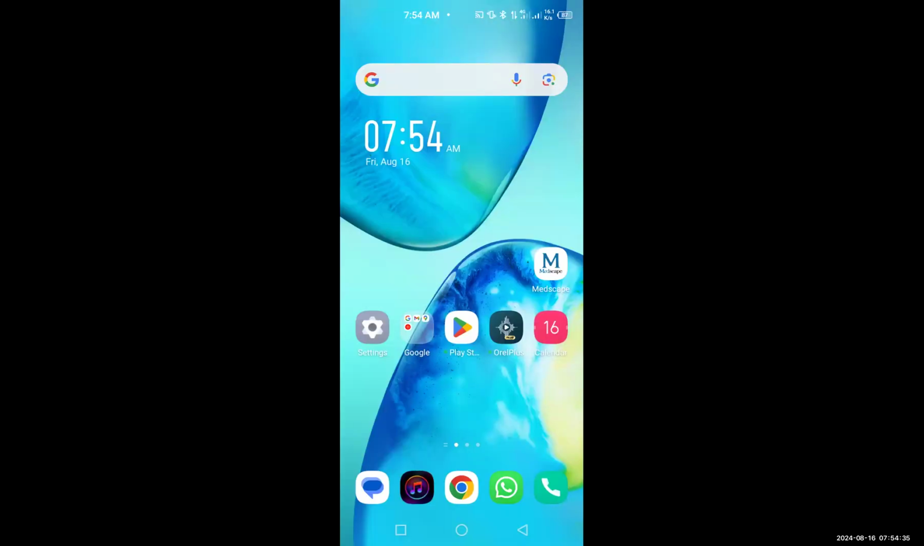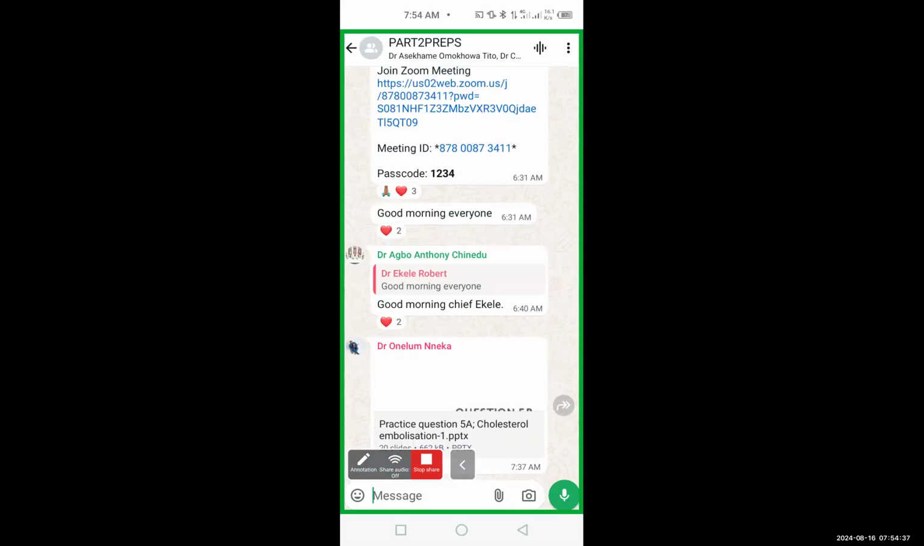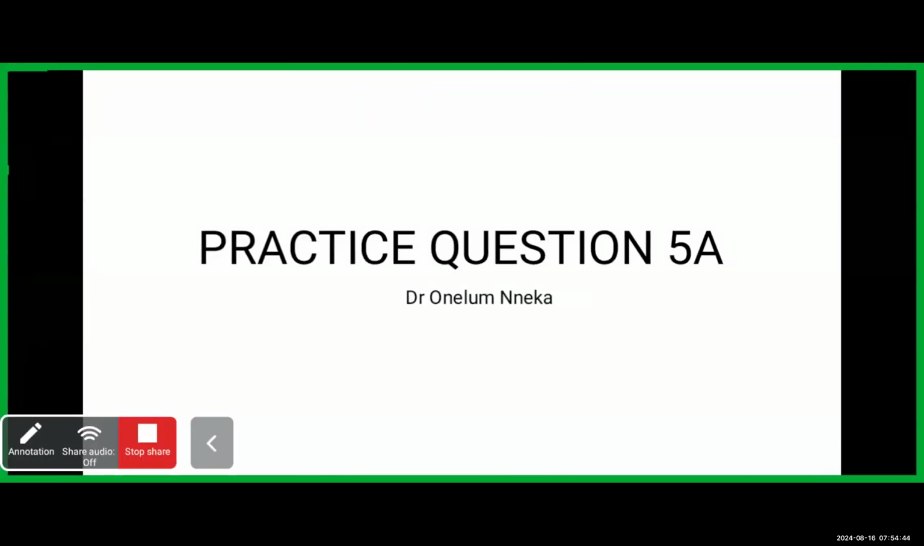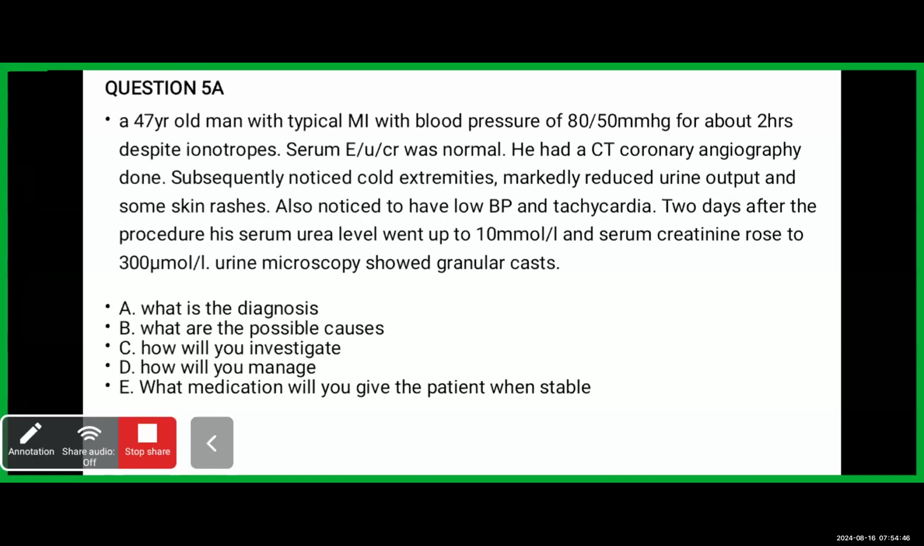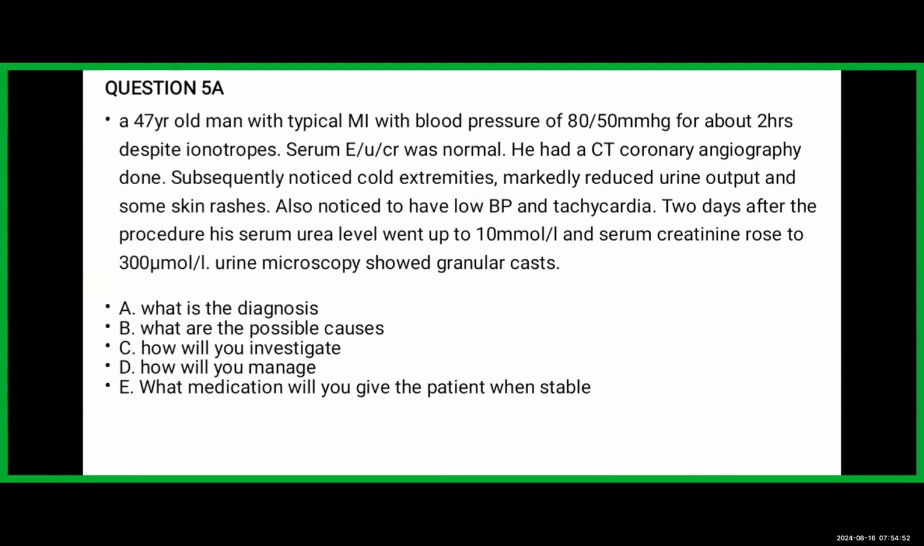I was wondering why you wanted to do a dialysis in this patient. Okay, the question mentioned that there was a rise in urea of 10 millimole and creatinine of 300, and the patient is hypotensive with markedly reduced urine output. And dialysis has been shown to improve these markers. That was why I thought it would be important to do that in this patient.